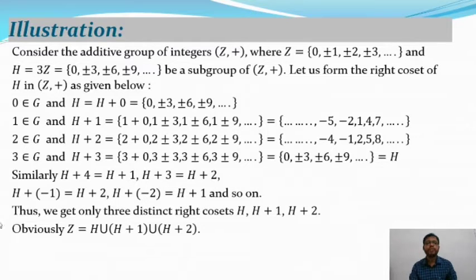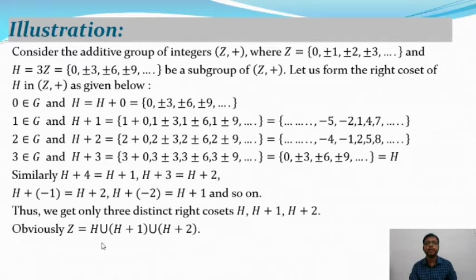So thus we get only 3 distinct right cosets, and they are H, H plus 1 and H plus 2. H plus 3 is the same as H, H plus 4 is the same as H plus 1, and H plus 5 is the same as H plus 2 as well. So therefore there are only 3 distinct right cosets, and they are H, H plus 1 and H plus 2. So obviously Z is equal to H union H plus 1 union H plus 2.